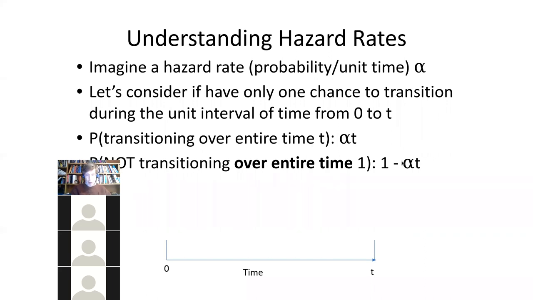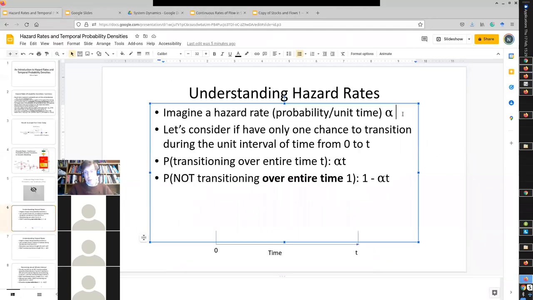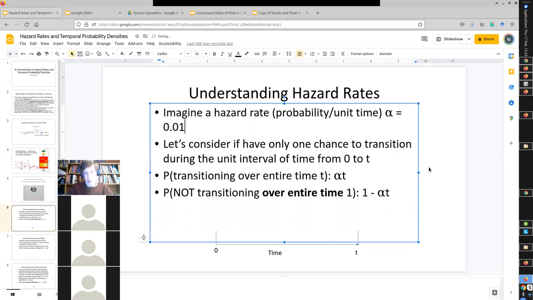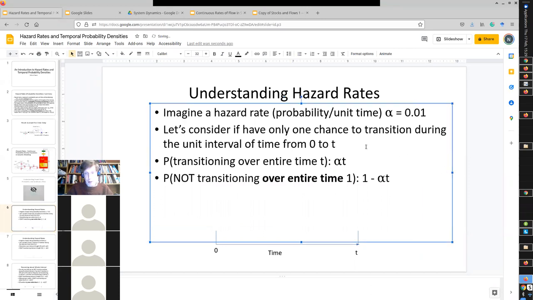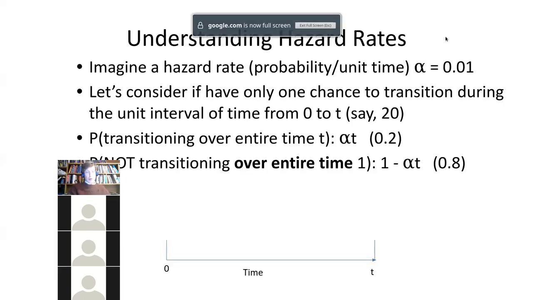Let's imagine, here I'll say alpha equals 0.01 and t, let's suppose, is 20. And so this would be 0.2, and this would be 0.8. Okay. Just to make it concrete.